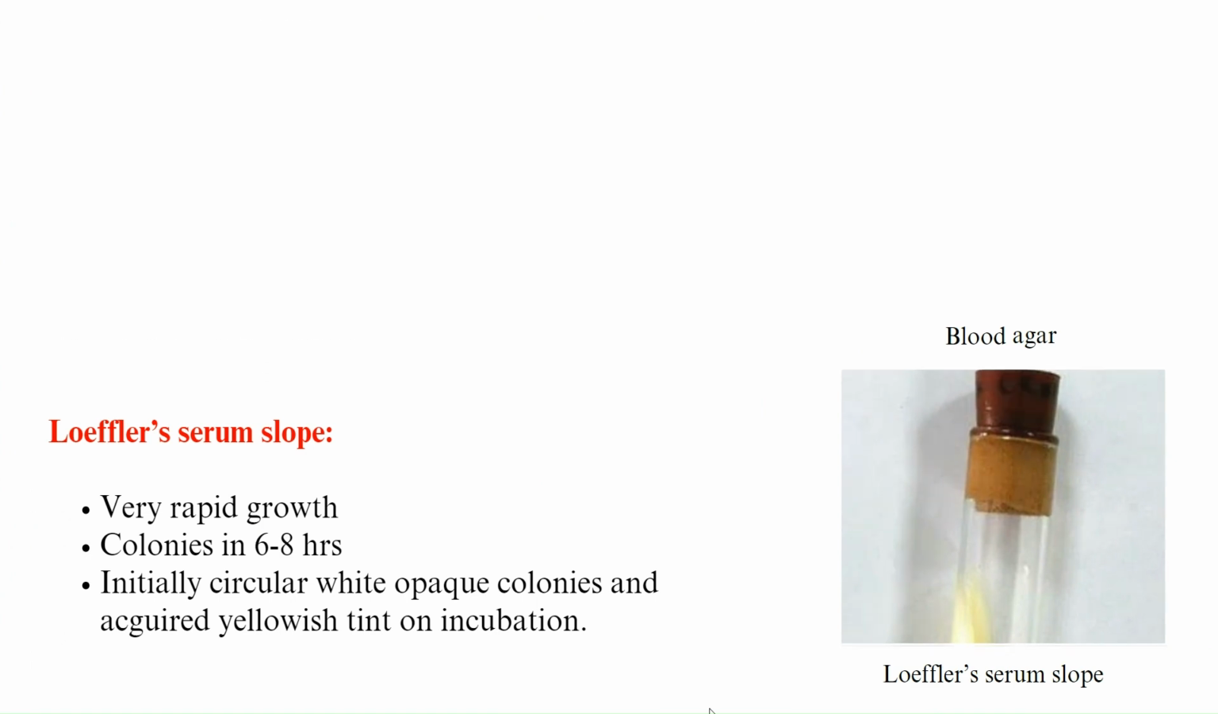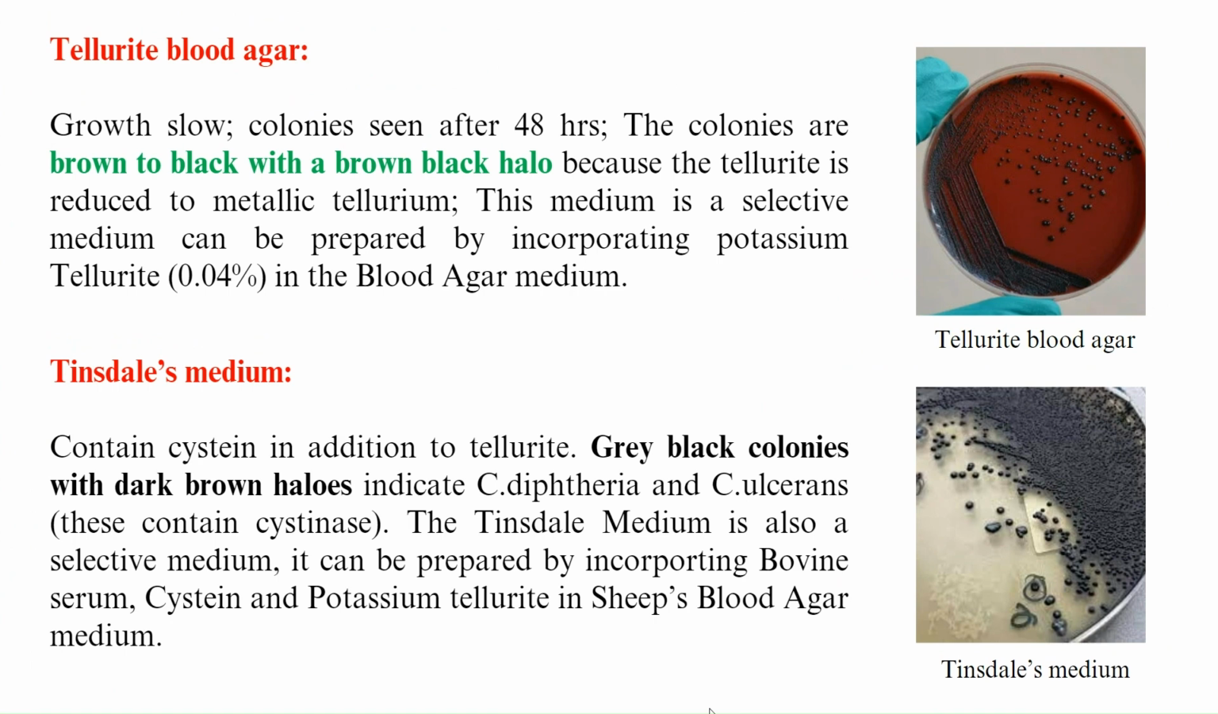In tellurite blood agar, growth is slow. Colonies are seen after 48 hours. The colonies are brown to black with a brown-black halo because the tellurite is reduced to metallic tellurium. This medium is a selective medium, and can be prepared by incorporating potassium tellurite, 0.04%, in the blood agar medium.